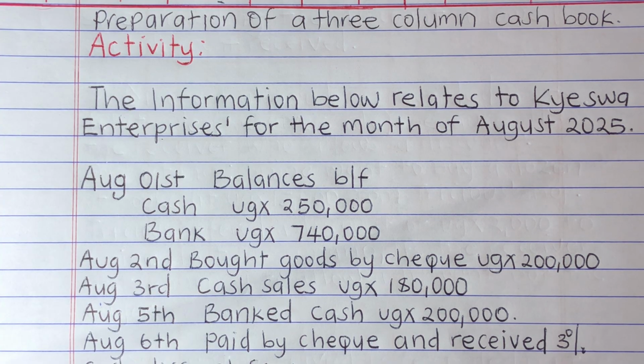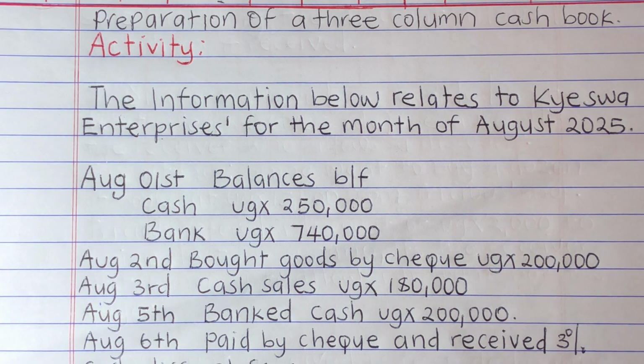In today's lesson, I'm going to be working out an example on the preparation of a 3-column cash book. Those who haven't watched our previous videos about the details, the entries in preparation of the 3-column cash book and the preparation of single column and 2-column cash books, I've shared those videos. Better you go and view them and move on at the same pace.